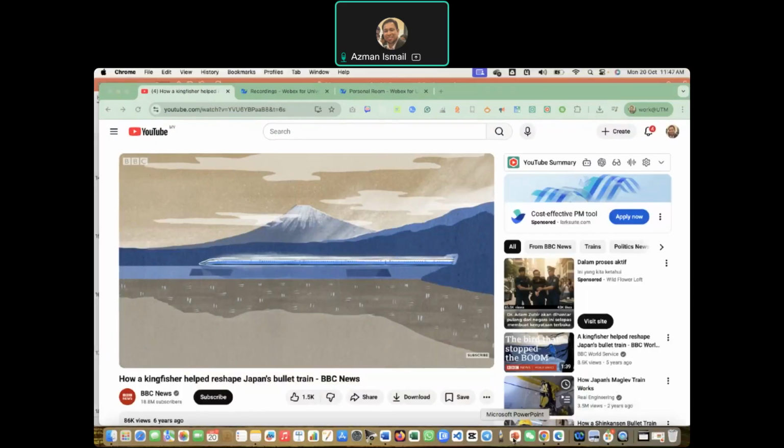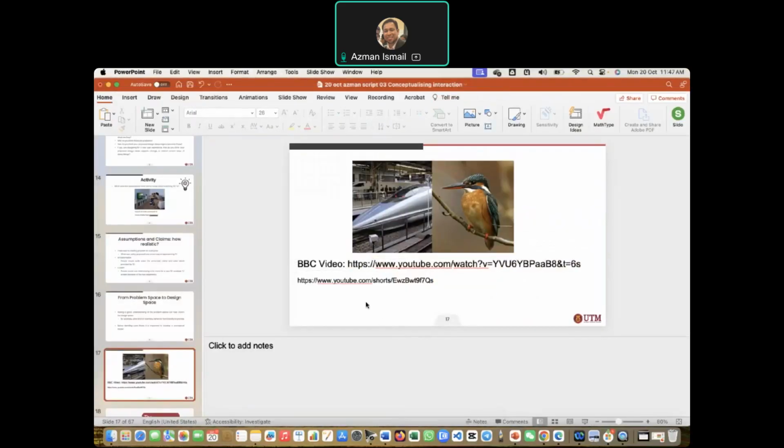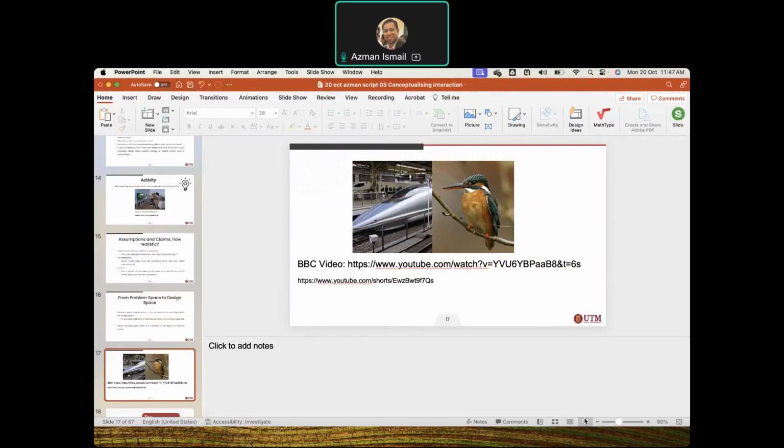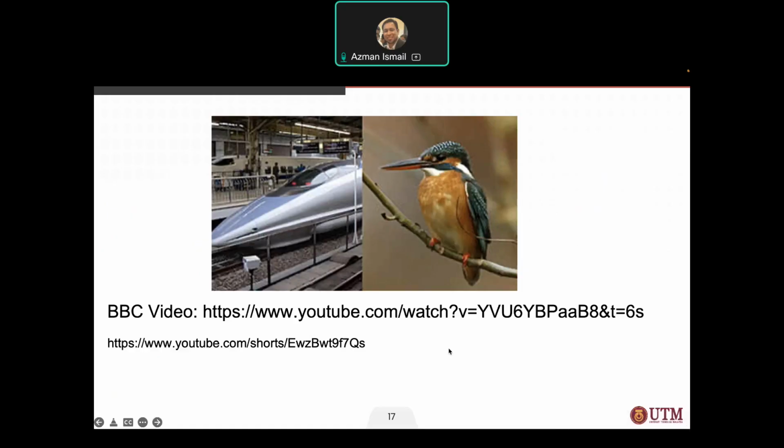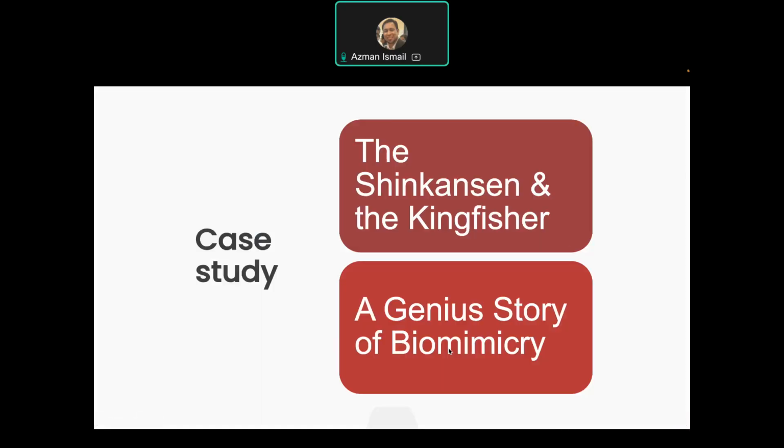All right, it looked interesting, and the concept of this solution was introduced in the 1980s by a case study. I would like to share with you a case study of the Shinkansen train and the Kingfisher birds. Okay, so the concept of the design was named biomimicry design.